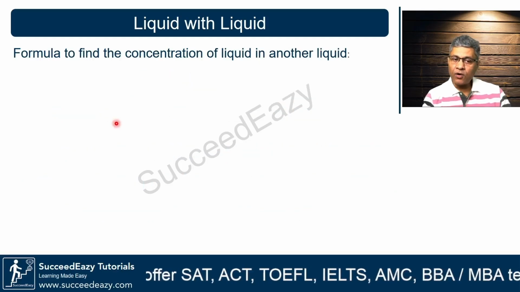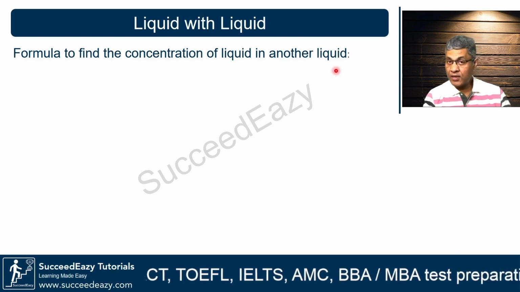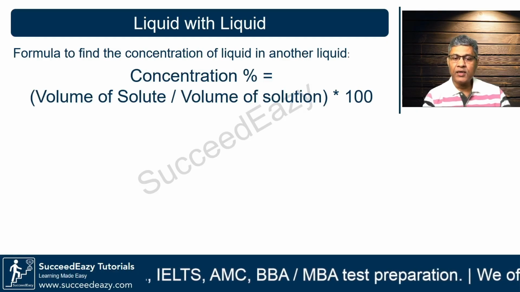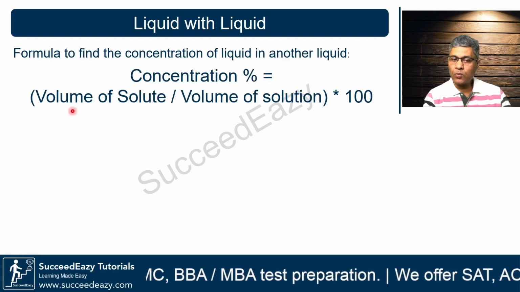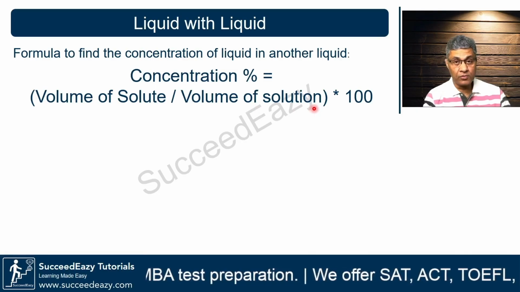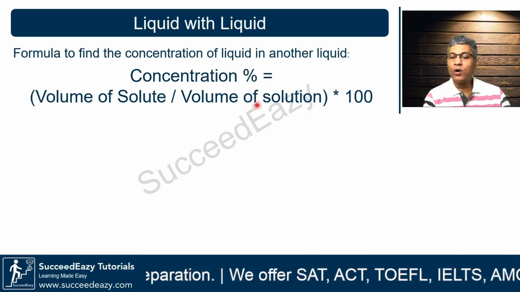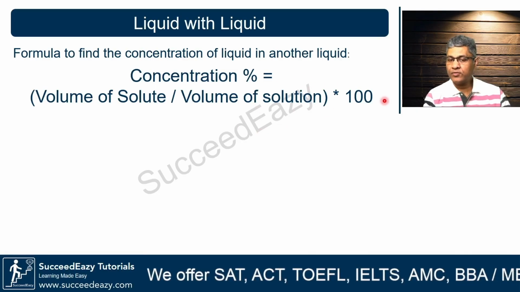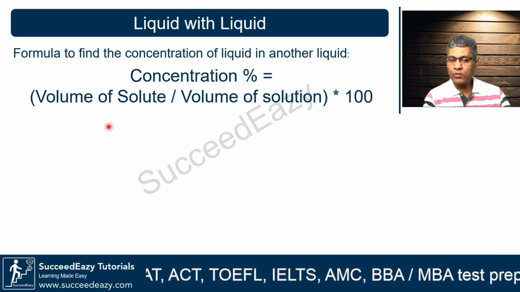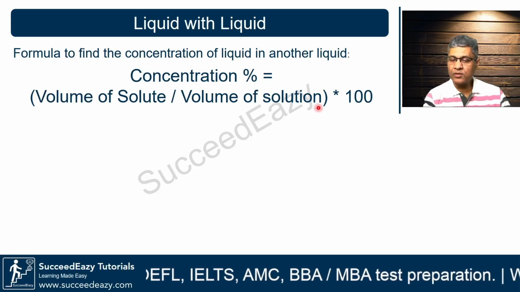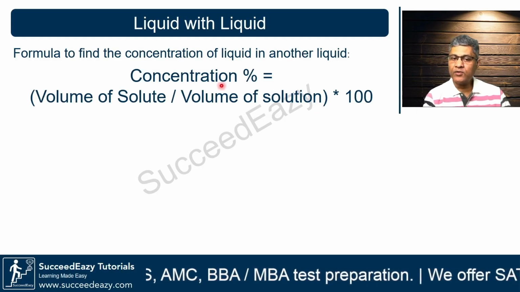Here the formula to find the concentration of liquid in another liquid is always concentration percentage equals volume of solute divided by volume of solution. Remember, it is the volume of solution, times 100. So concentration would be volume of solute divided by volume of solution. The moment you multiply this by 100, you get a percentage.